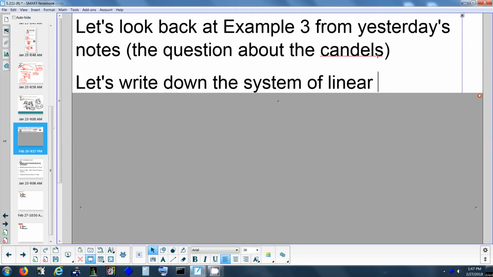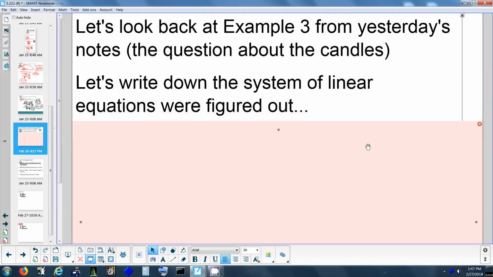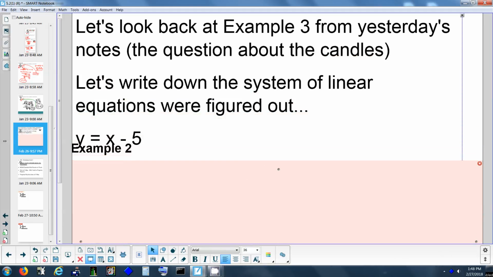Alright, so now, somebody tell me, in that system, Fred, can you tell me from example 3 from yesterday, all you have to do is look, do you have your notes out? Can you tell me yesterday what the first equation was? 4x plus 6y equals 144. Alright, so yes.